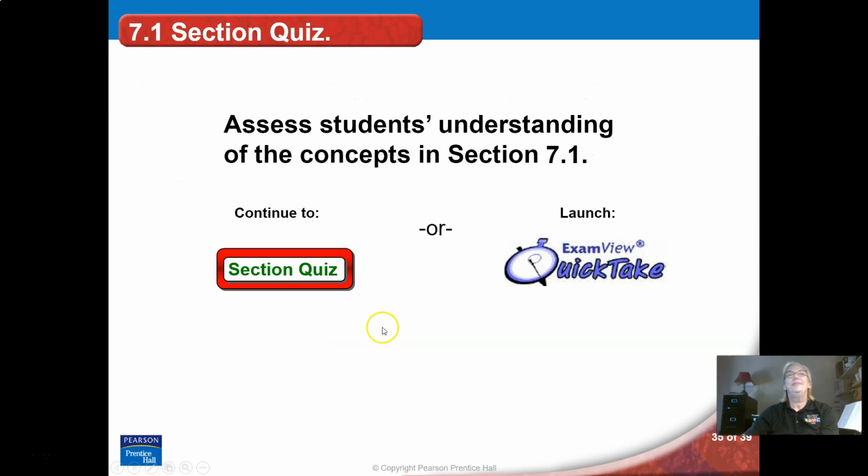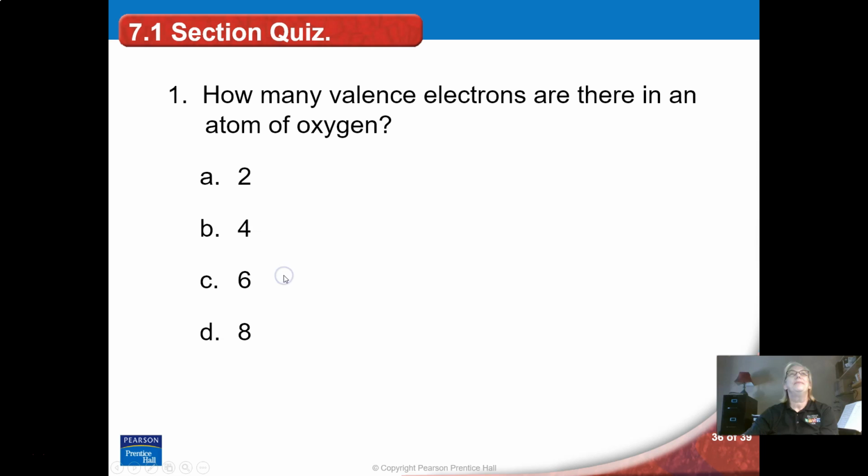So let's see how you do in the quiz. Good luck. So look at your periodic table and get that out. Pause this for a sec, and make sure you can answer this question. It's a basic question we need to know. So how many valence electrons does oxygen have? 6. It's in group 6A, so it's got 6 valence. Good.